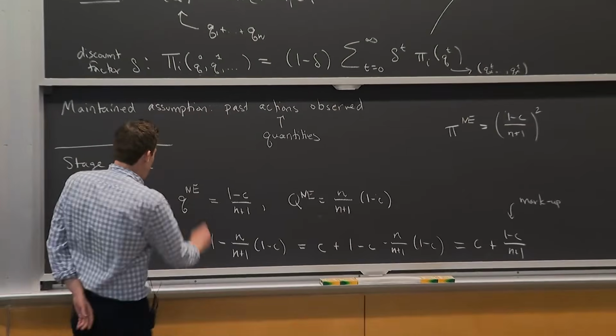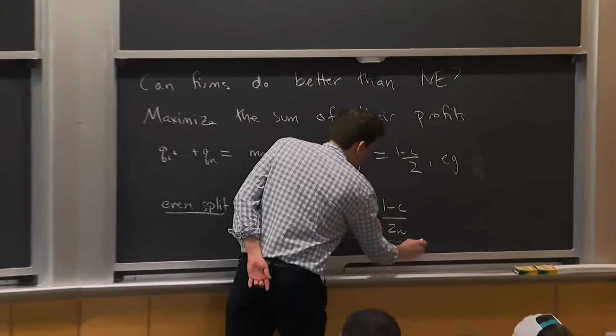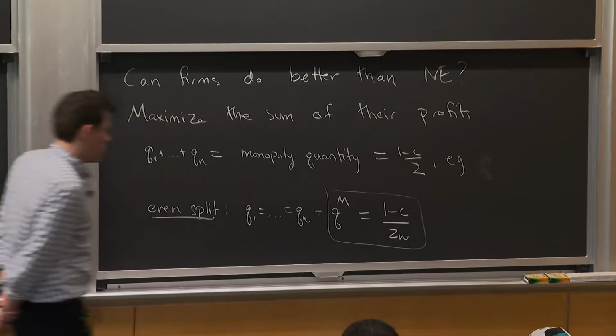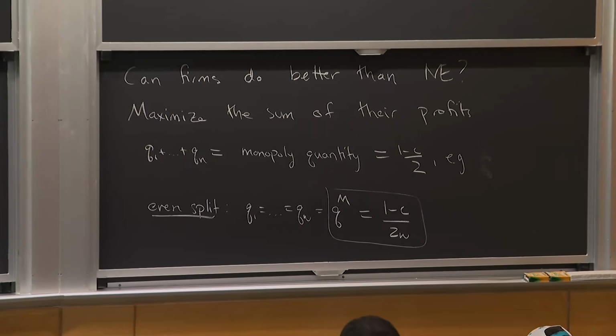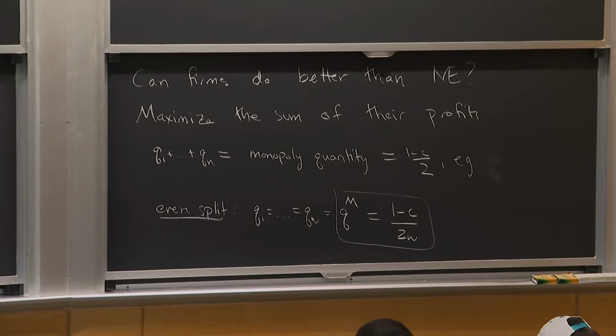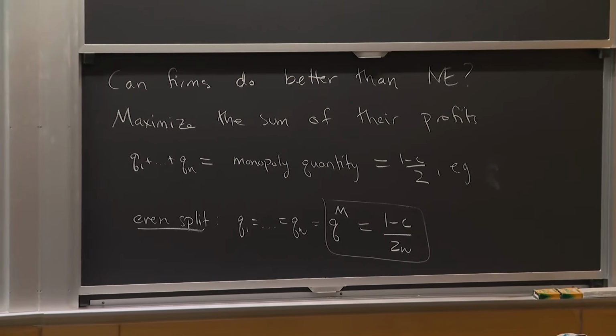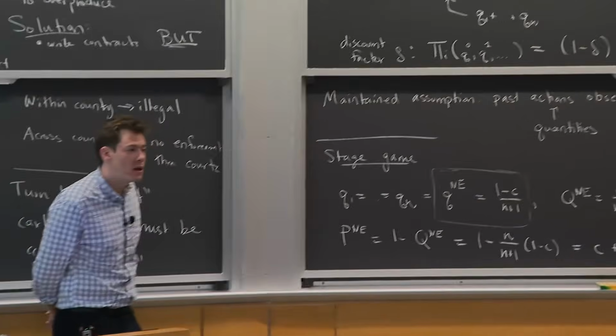Okay, now if we compare these two numbers, what do you see? Which is bigger, and what's your intuition for that? Yes, let's assume n is at least 2. So which one is bigger and why?